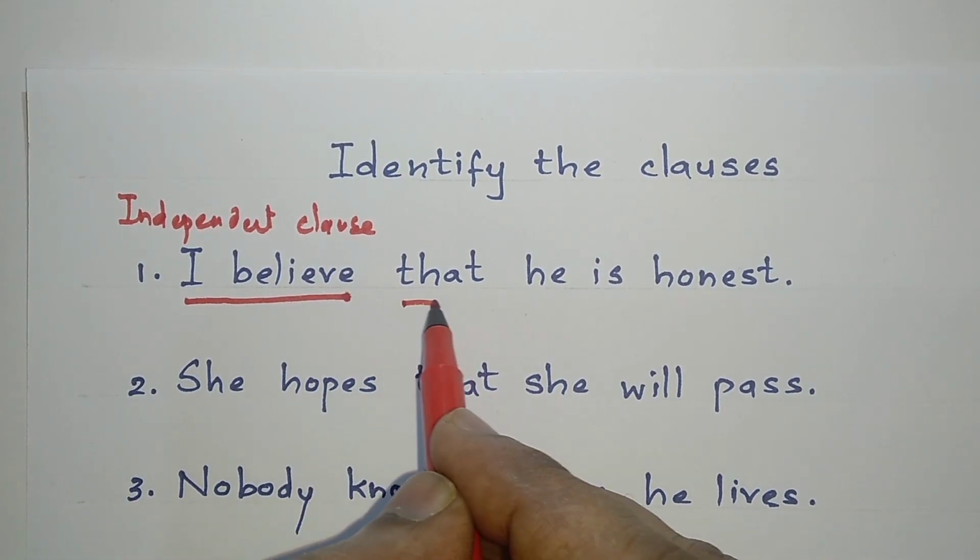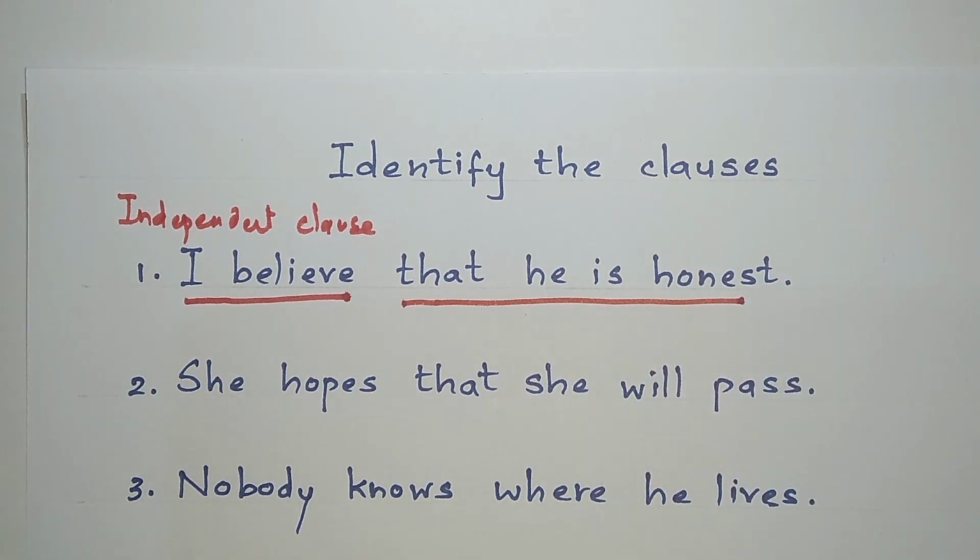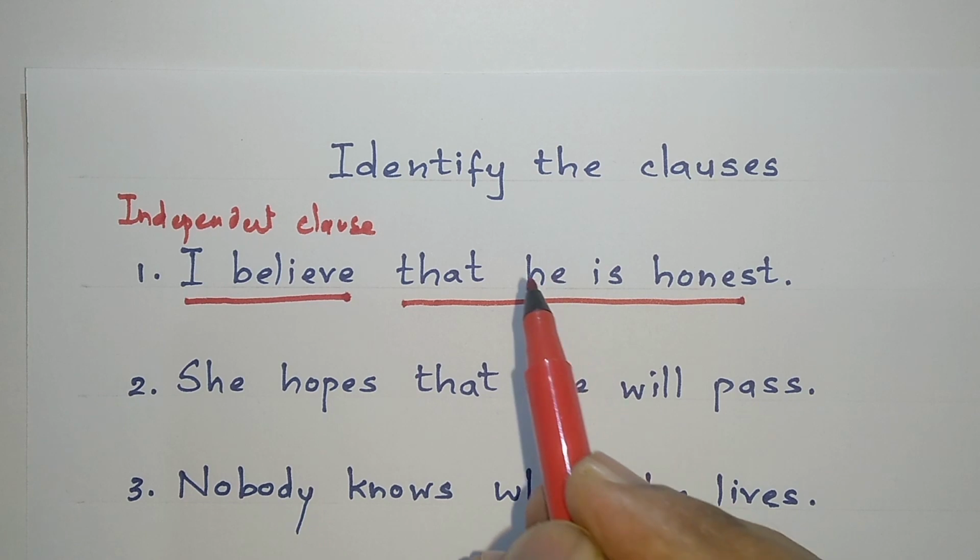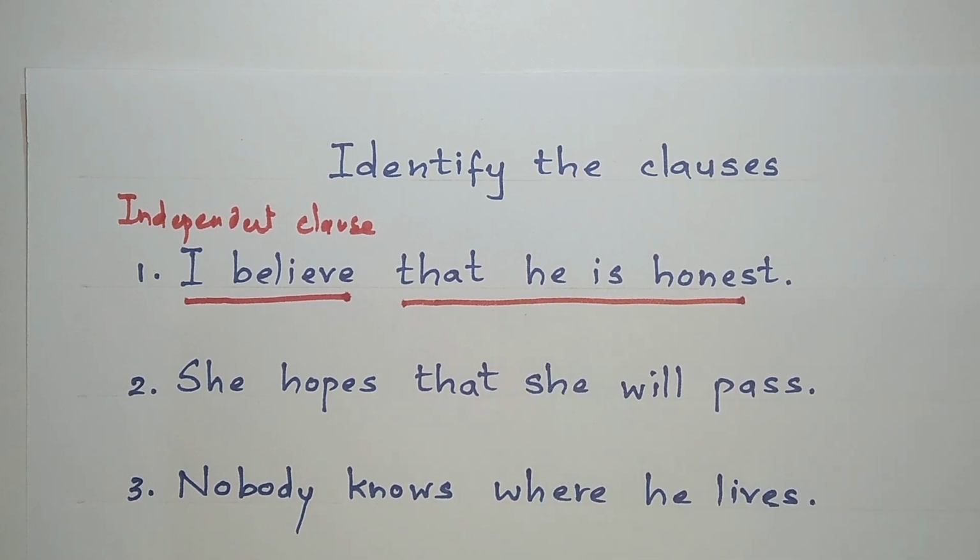Remaining part, that he is honest. This clause does not make sense on its own. So therefore, this is a dependent clause. But what type of a dependent clause is this? Ask the question what to the independent clause. If the dependent clause is the answer, then the dependent clause is a noun clause.